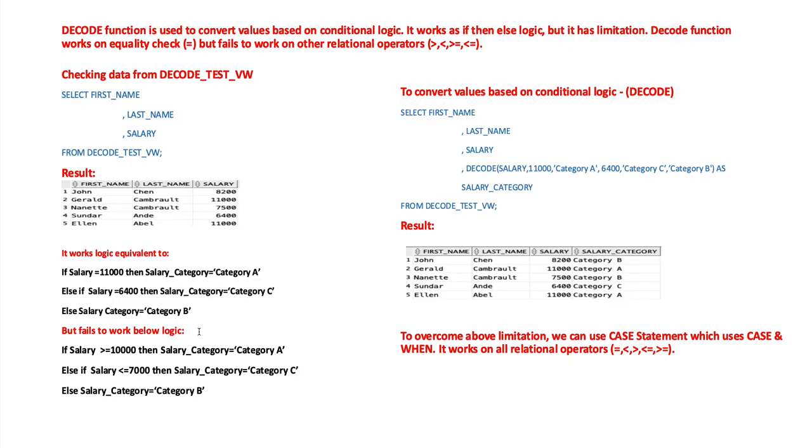That means suppose I am trying to get category based on certain range. I am trying to get here category A for all the salary having greater or equal to 10,000. Similarly, category C, all the salary having less or equal to 7,000, and all other remaining category B. Then decode function doesn't work this logic because it contains a relational operator like greater or equal to, less equal to. That is the limitation.